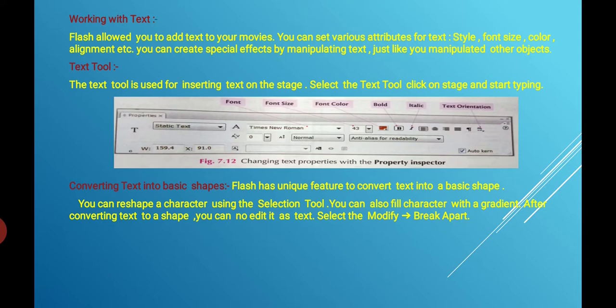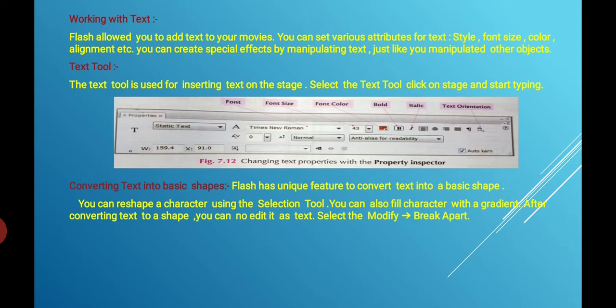Now first one is text tool. Flash allows you to add a text to your movie. You can set various attributes for text, style, font size, color, alignment, etc. You can create a special effect by manipulating text just like you manipulated other objects.